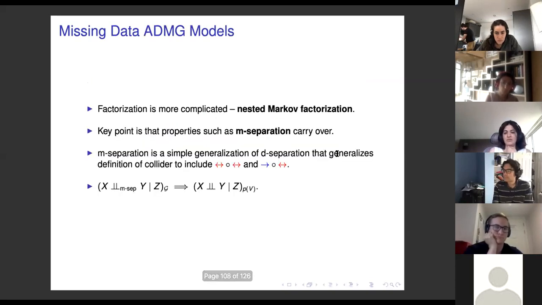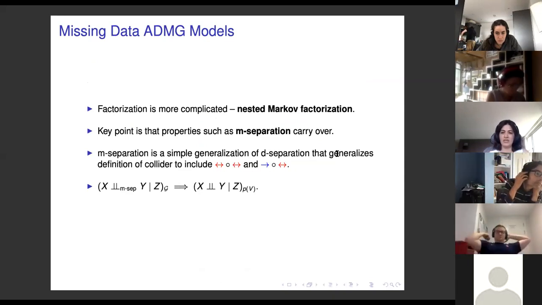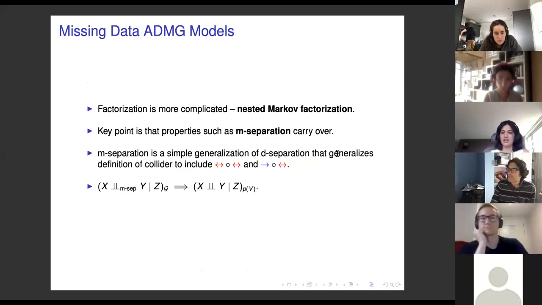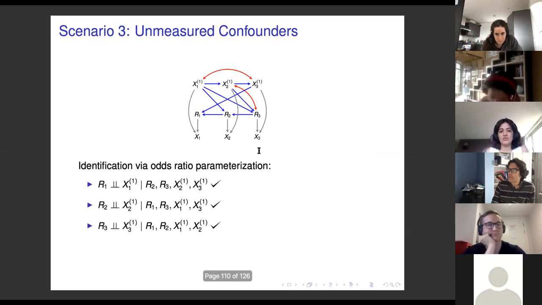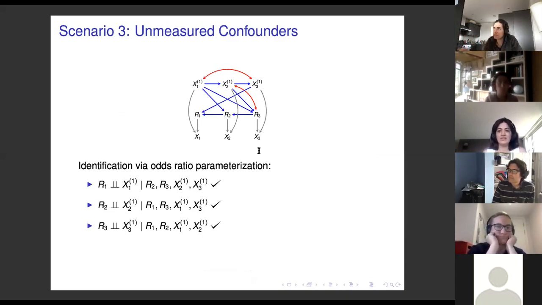Now, ADMGs are more complicated models because factorization is more complicated, but the nice thing is that concepts like d-separation generalize to what's known as m-separation. The m-separation generalizes the definition of collider to include these bidirected arrowheads. So again, let's talk about identification. We have this graph, and we want to know whether the full law is identified or not under these unmeasured confounders. One easy check is to see whether the previous assumptions that we had for DAGs are satisfied here or not.